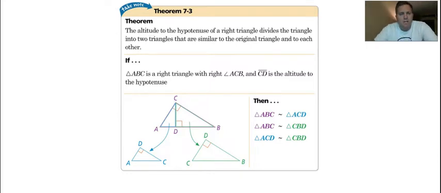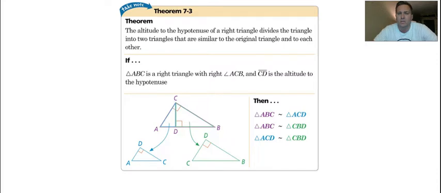So the first thing we're going to write down is the altitude to the hypotenuse of a right triangle divides the triangle into two triangles that are similar to the original triangle and to each other. So we're going to have a triangle and we're going to draw an altitude. Remember, the altitude goes from one vertex and makes a right angle to the other side of the triangle. So we draw an altitude and split the triangle into two, and now we have these two triangles as well as the big one, and all three of these triangles are going to be similar.